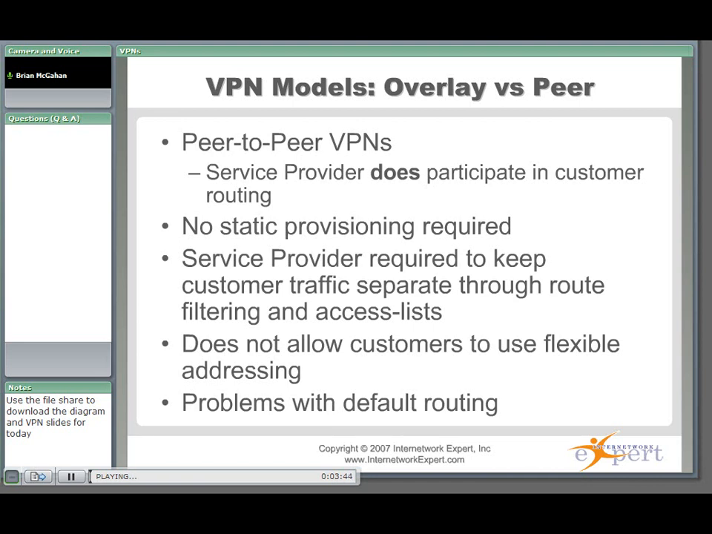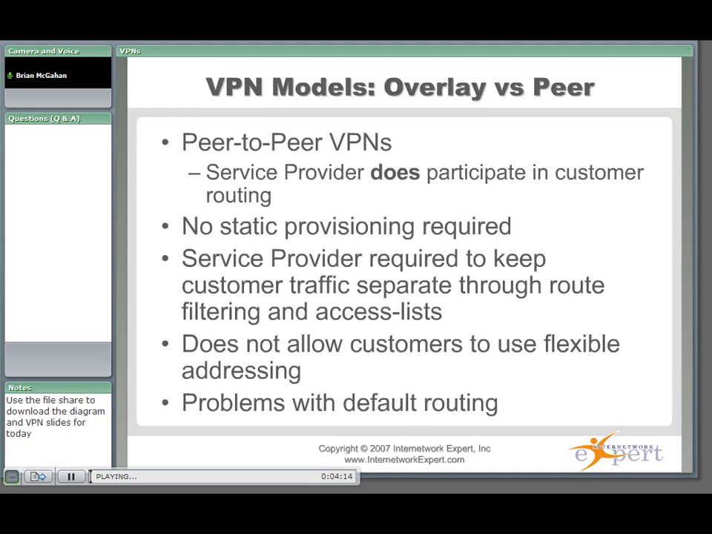Now, the next design we have here is called the peer-to-peer model. This is where the service provider is participating in the customer network routing. Okay, so it doesn't need static provisioning because based on routing information, you're going to be providing transport between the customer sites. So let's say, for example, we have a service provider that is running RIP version 2 in their core.